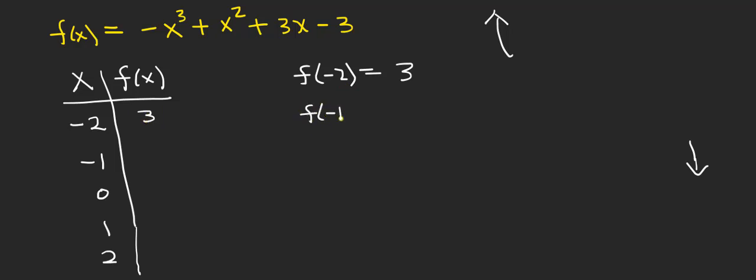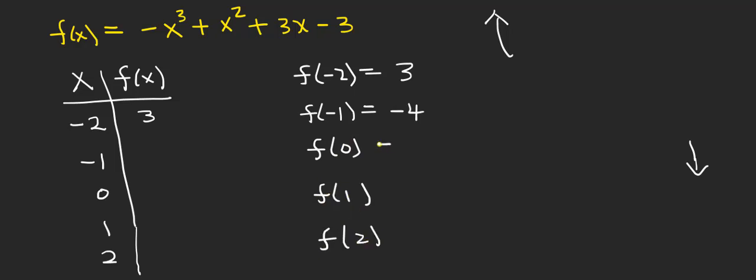What about f of negative 1? Again, you might want to pause the video and check that f of negative 1 is negative 4, and so forth. F of 0, f of 1, f of 2. And when you evaluate it, you will get negative 3, 0, and negative 1. So here's our y values. So this means the polynomial will go through negative 2, 3, negative 1, negative 4, 0, negative 3, and so forth.